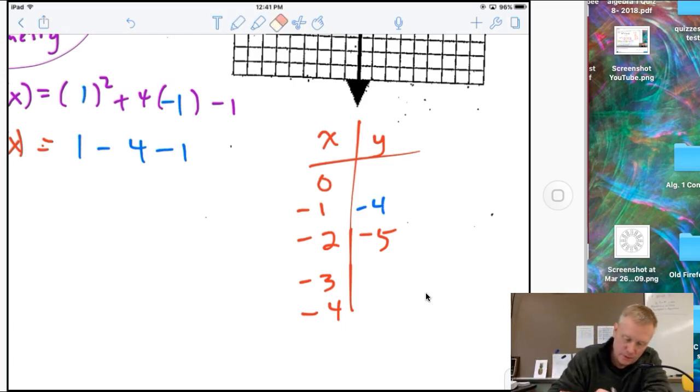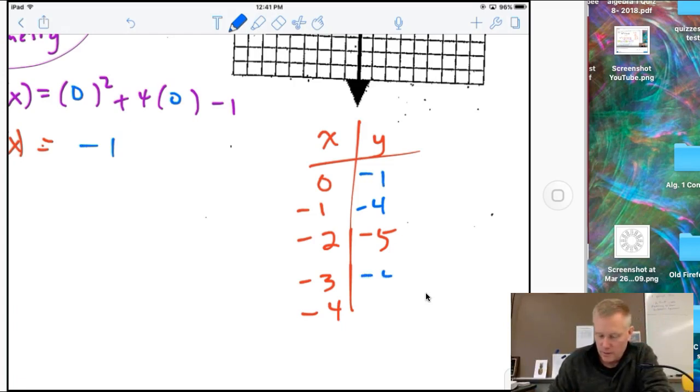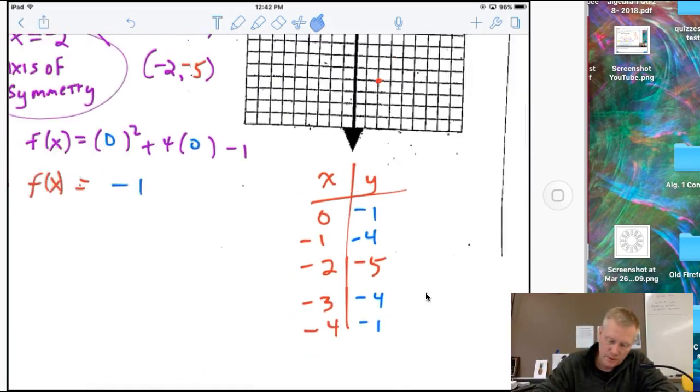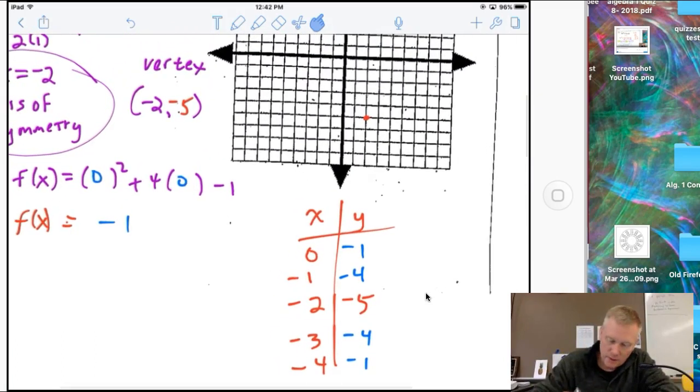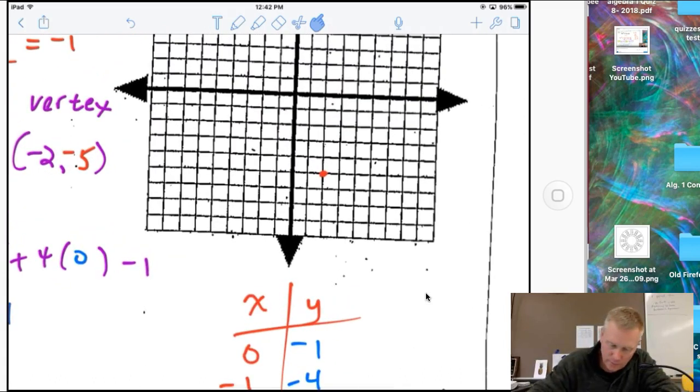Now if I plug in 0, I like plugging in 0. It's nice and easy. 0 squared is 0. 4 times 0 is 0. You get negative 1. Now I know that these are actually going to match because it's a symmetrical kind of thing, and negative 1 and negative 3 are both equidistant from negative 2. They're one step off. So anyway, I can now graph my points. I got 0, negative 1, and negative 1, negative 4.